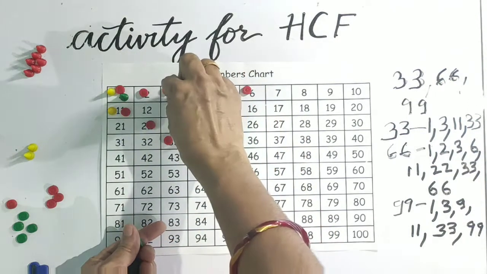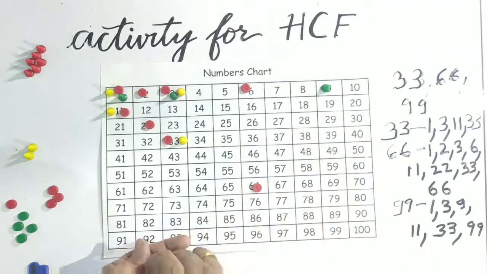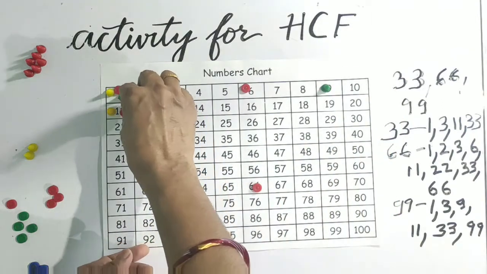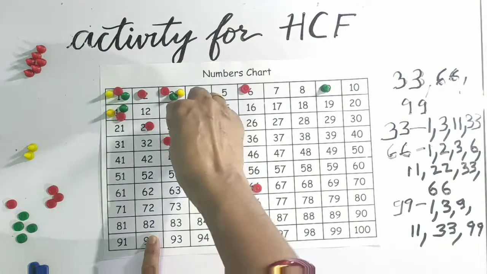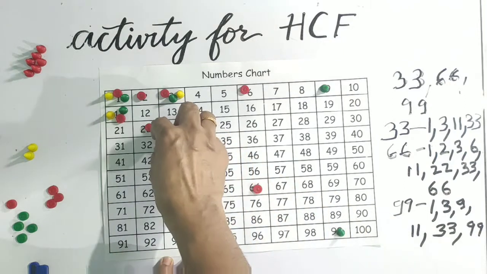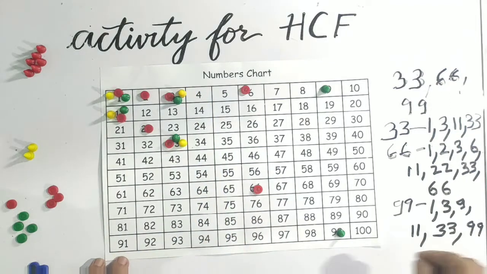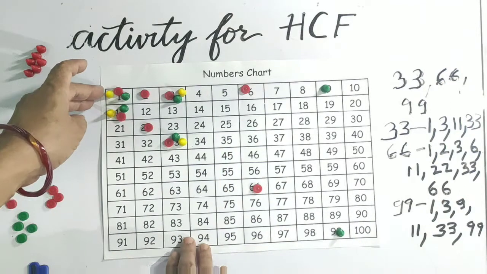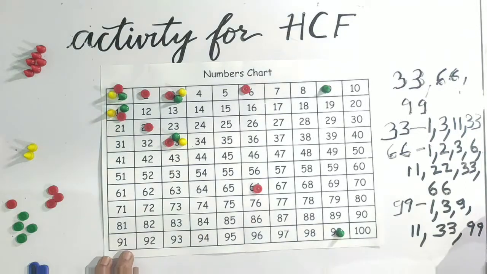1, 3, 9, 11, then 33, then 99. So now you will have to see where all the three tokens are there. On which number? See, on 1 all the three tokens are there.